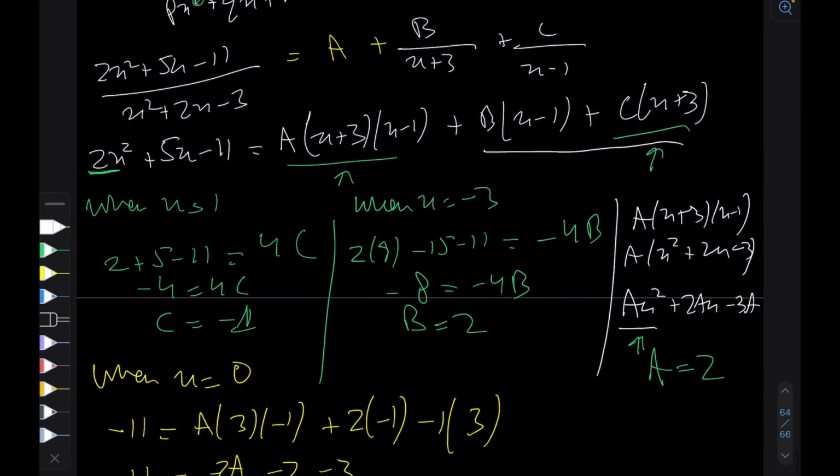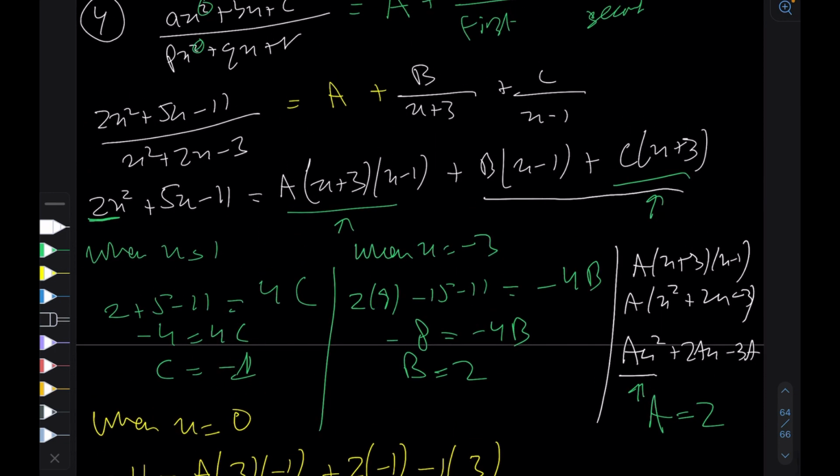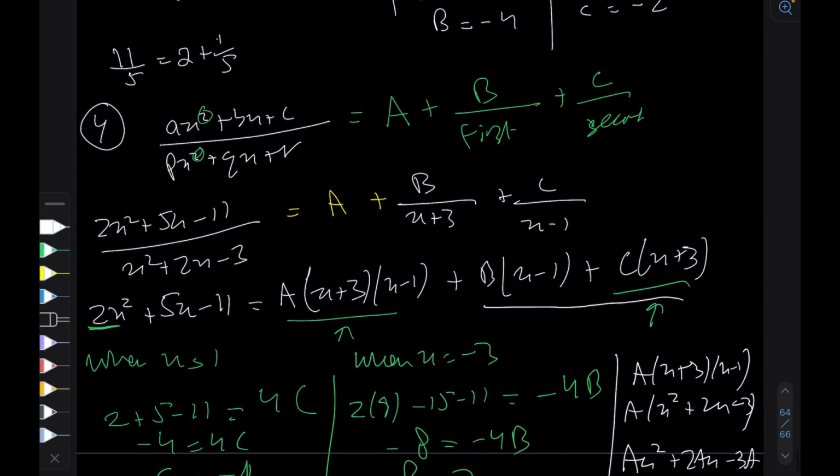Right, so that pretty much covers partial fractions. These are the 4 types that the A2 syllabus requires, and it's really just some algebra. You can get a hang of it after some practice.